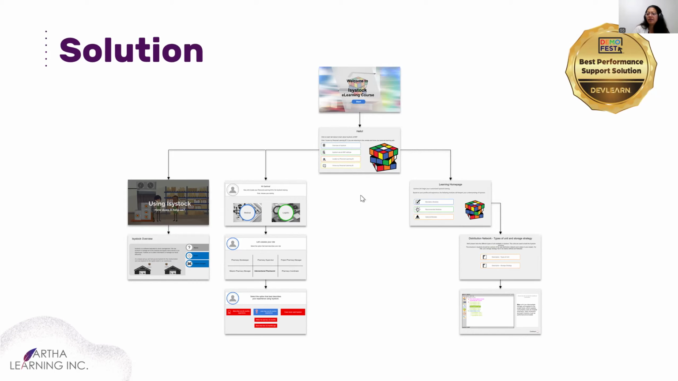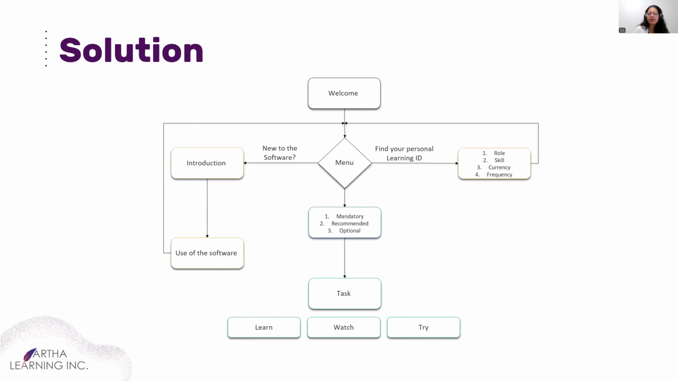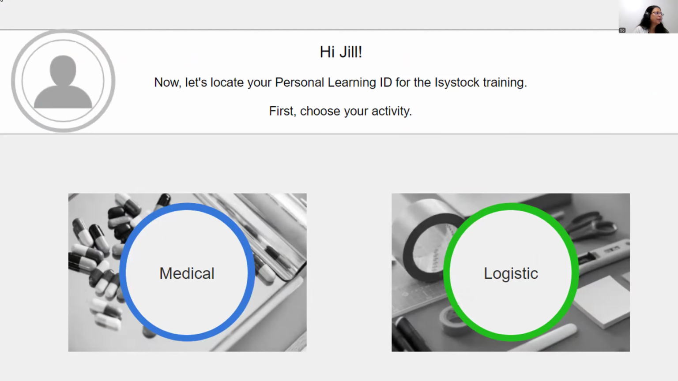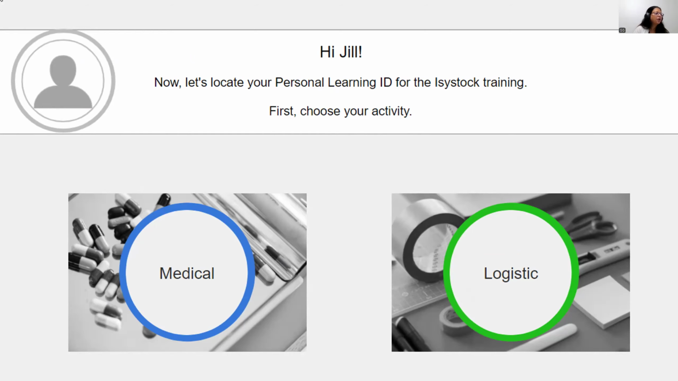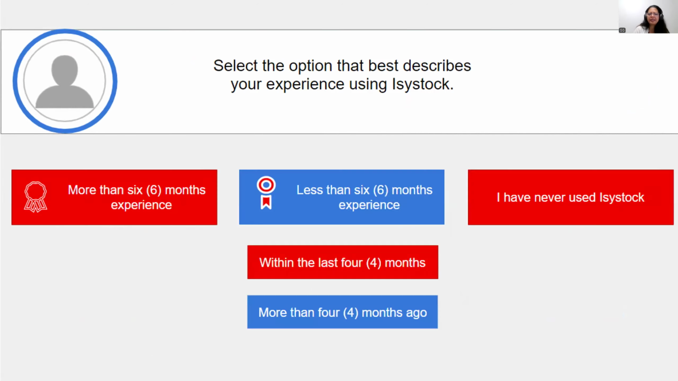This is exactly what I showed earlier here in the flowchart. This is how it looks like, but I'm going to just walk you through it. So back here, this is the menu. I say, okay, you know what? I have no idea what my personal learning ID is. So I'm going to find that out first. Okay, so tell me which department you are from. Tell me what is your role. Tell me when did you use the software last and how much experience you have with the software.